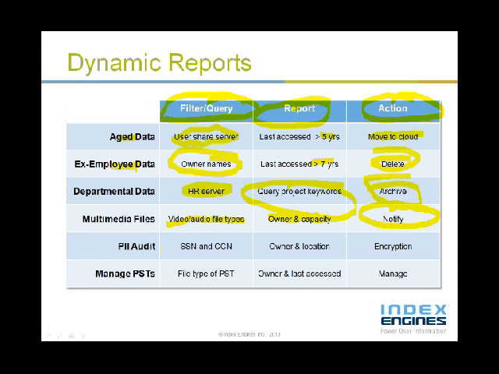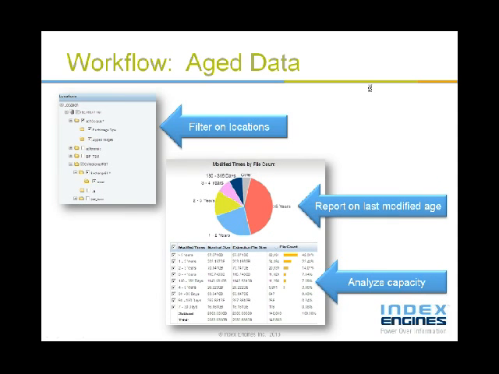PII audits, Social Security numbers and credit card numbers. We see lots of companies and organizations sharing sensitive Social Security numbers and credit card numbers all the time. People really need to respect that and understand that it's not a good thing to do. Find that stuff. Manage PSTs. All sorts of different ways you can use filters. Filters combined with reports to take action on the content.